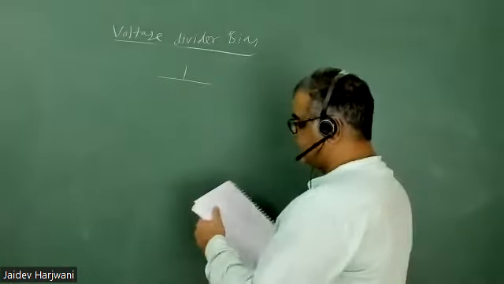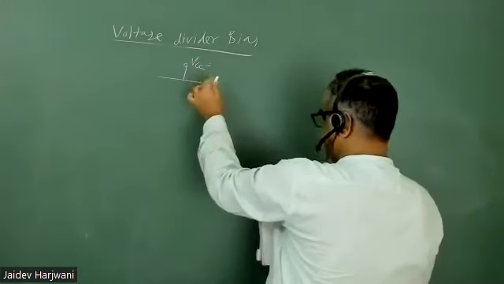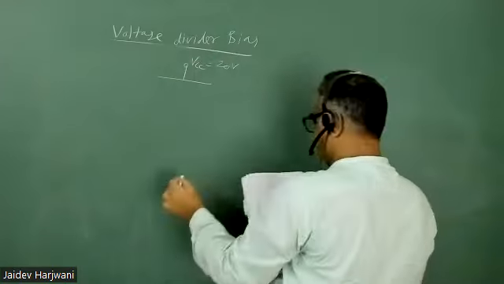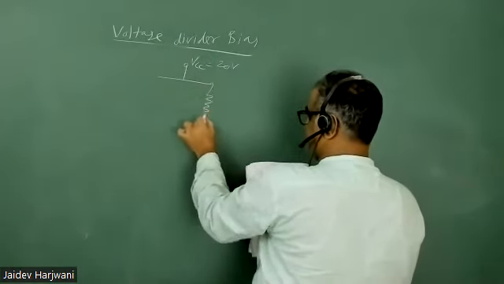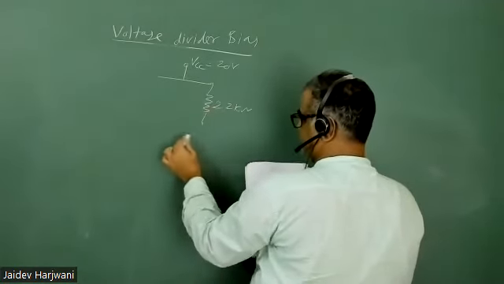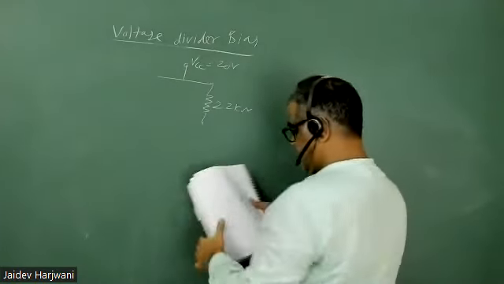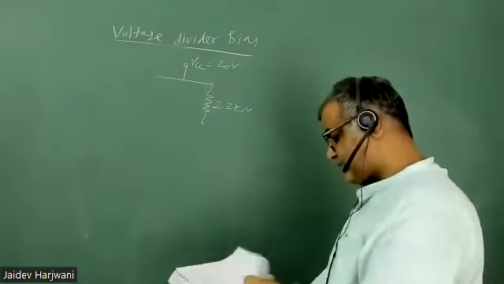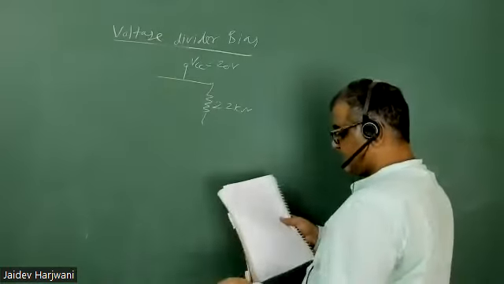Now next you have a VCC. VCC is your 20 volt. And you have this one, 2.2 kilo ohm. You have here RB. Sorry, I have taken the wrong problem. I want to take a different problem. This is your 2.2 kilo ohm.